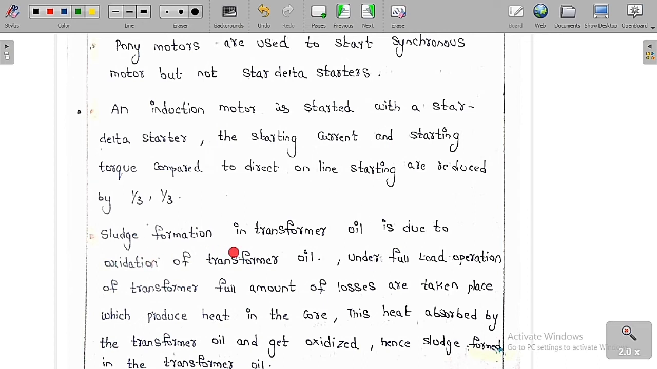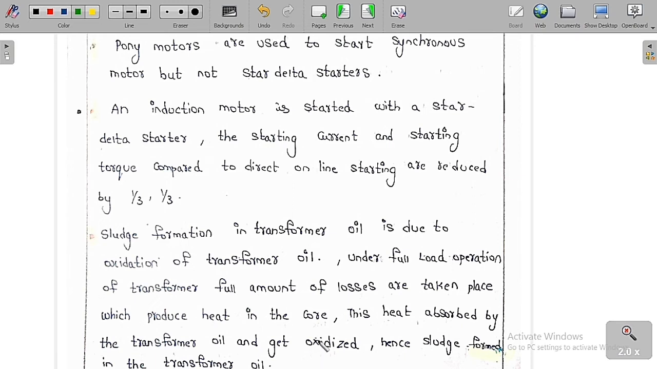See, sludge formation in transformer oil is due to oxidation of transformer oil. I have already told you. Under full load operation of the transformer, full amount of losses take place which produce heat in the core. This heat is absorbed by the transformer oil and gets oxidized. Hence sludge is formed in the transformer oil.